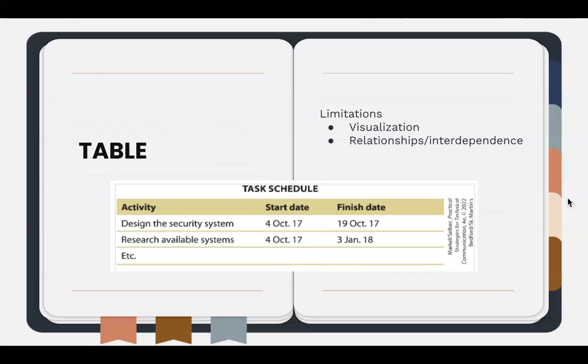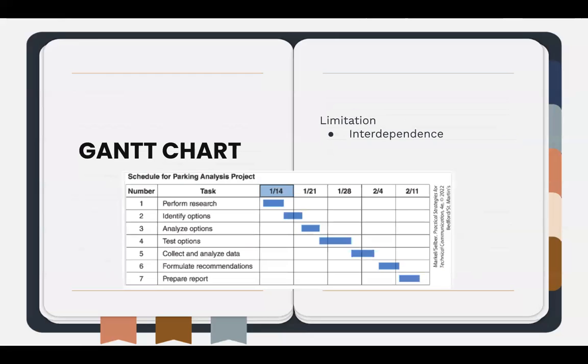For a very short project with not very many activities, it could possibly work, but it still has these limitations. And the longer, more complex the project is, the less likely a table is going to really show the scope of the schedule of the project.